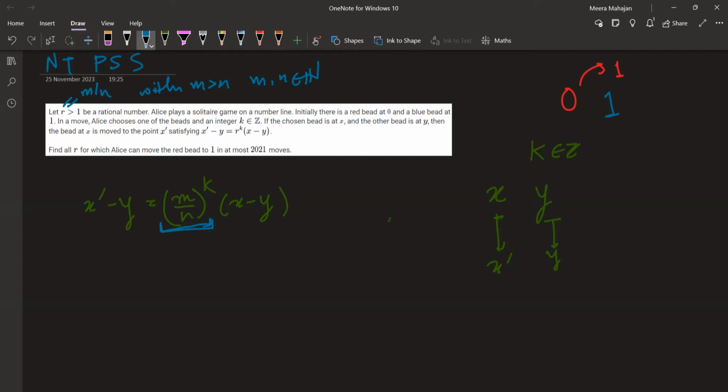Okay, I'll probably write this. Can we multiply by n to the k? Sure, yes, that was what I was going to do. Okay, n to the power k, you get m to the power k x minus y. And another thing, okay, you have the exponent.